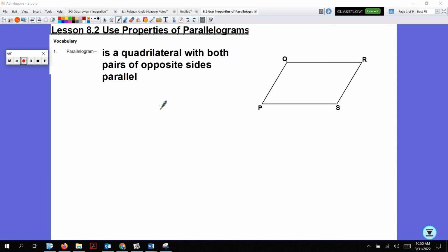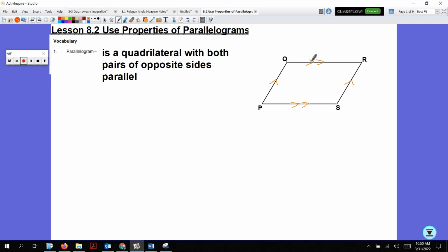All right, today's lesson is lesson 8.2. We're going to use properties of parallelograms. This is just a recap on the vocabulary. A parallelogram is a quadrilateral, meaning it's a four-sided polygon, with both pairs of opposite sides that are parallel. Remember the notation for parallel are these little arrows going in the same direction? So PQ is parallel to SR, as PS is parallel to QR.